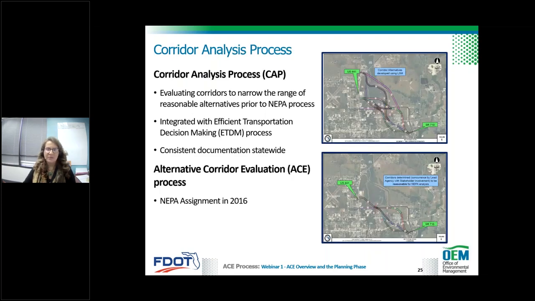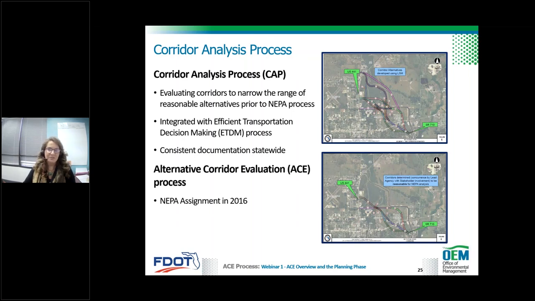The corridor analysis process captured results of planning activities to help refine the NEPA study scope of work. This included early analysis to narrow the range of reasonable alternative corridors that could enter into the PD&E or NEPA phase. CAP was integrated into the ETDM process because it already included a consistent reporting structure, already agreed upon timeframes, and accepted practices to link planning and NEPA.